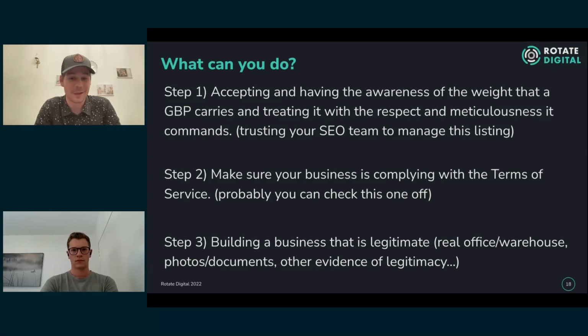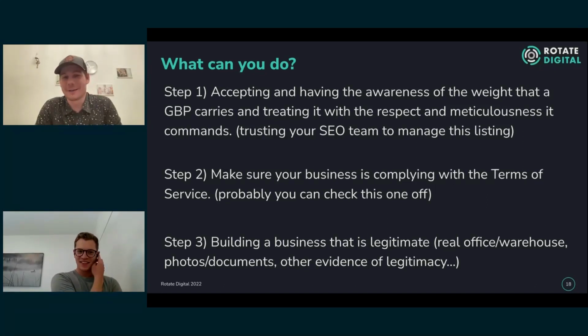And this is something that we say a lot here at Rotate Digital: a lot of times at the end of the day, it is in Google's hands, and we do the best we can based on the history and the experience we have. But we pretty much have T-shirts: Google sucks.